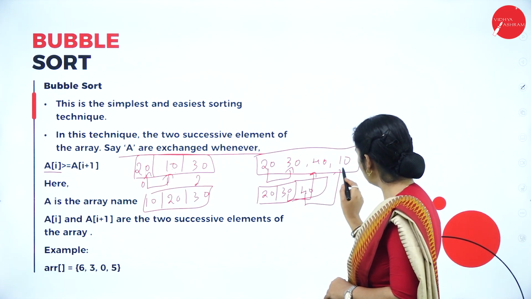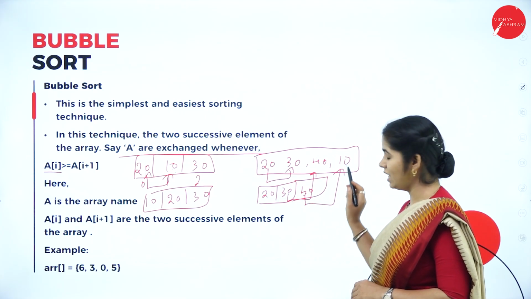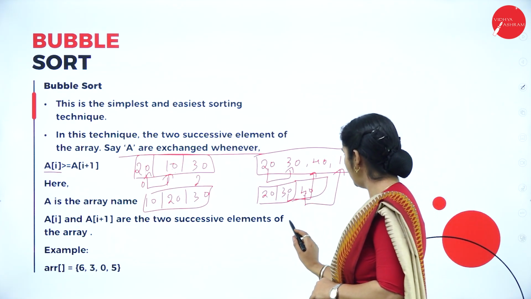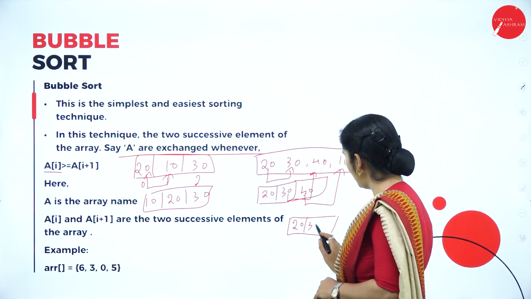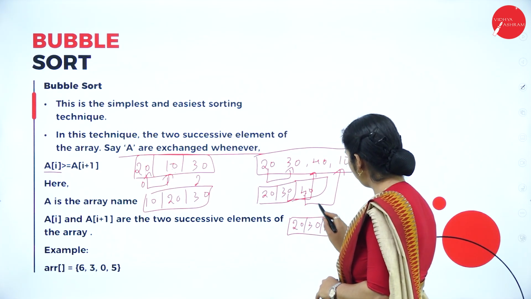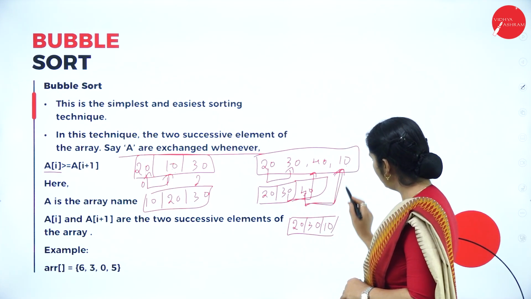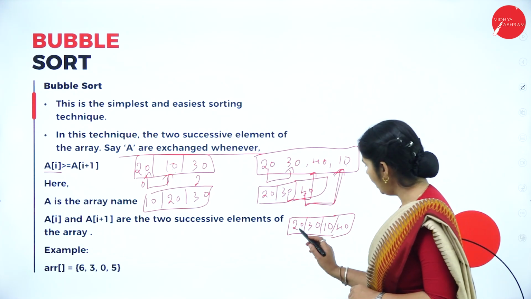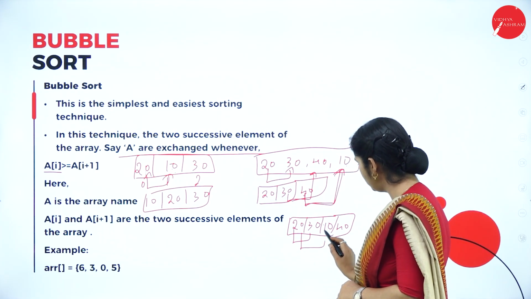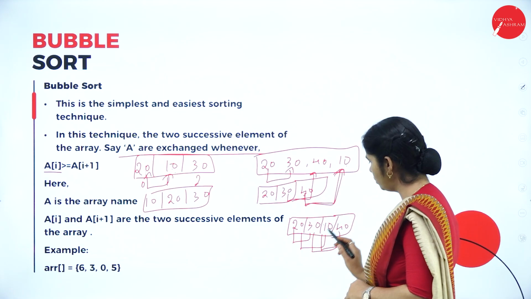Then compare this with 10. Is 40 greater than 10? Yes, 40 is greater than 10. What we have to do? We have to keep all the three elements as it is and we have to swap 40 and 10. Done, right. Again, we have to start comparing these two and these two.